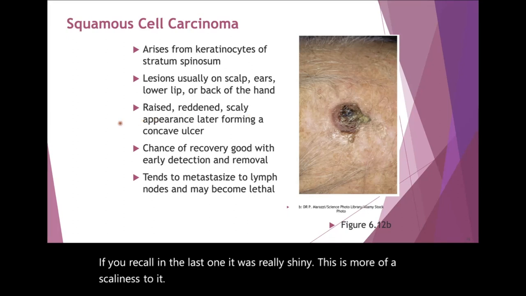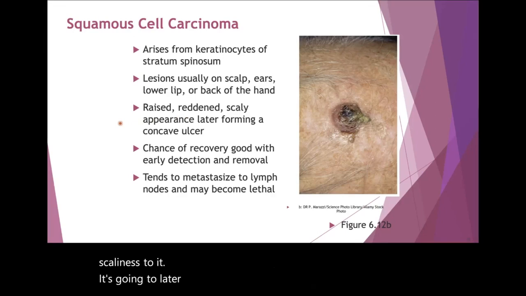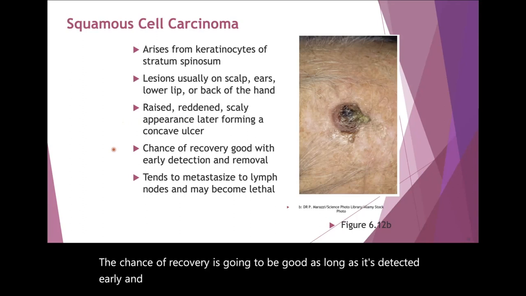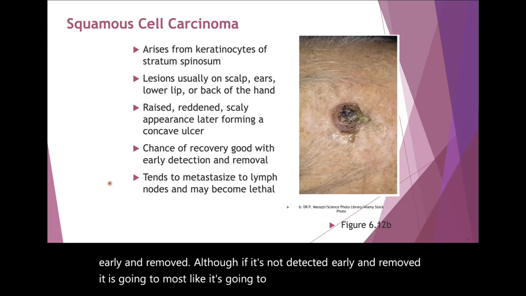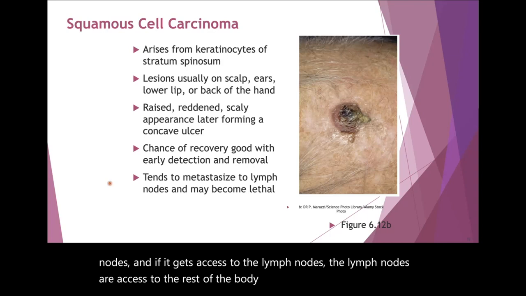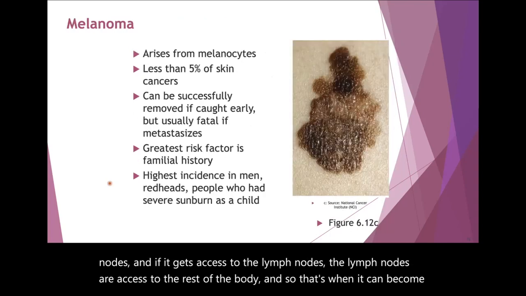It's going to later form a concave type of ulcer. The chance of recovery is going to be good as long as it's detected early and removed. Although if it's not detected early and removed, it's going to metastasize into the lymph nodes. And if it gets access to the lymph nodes, it gets access to the rest of the body. And so that's when it can become lethal.